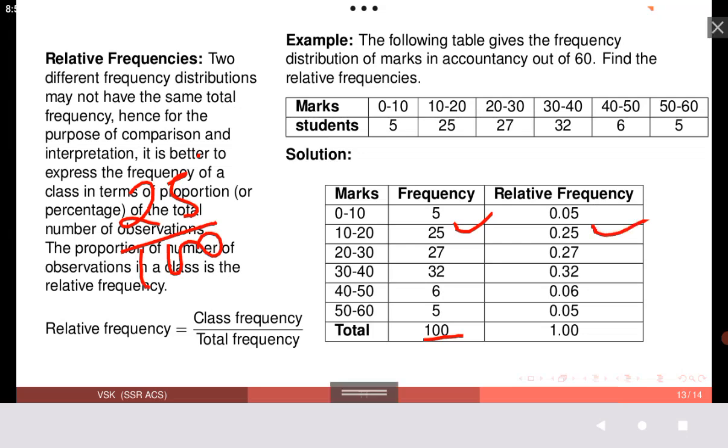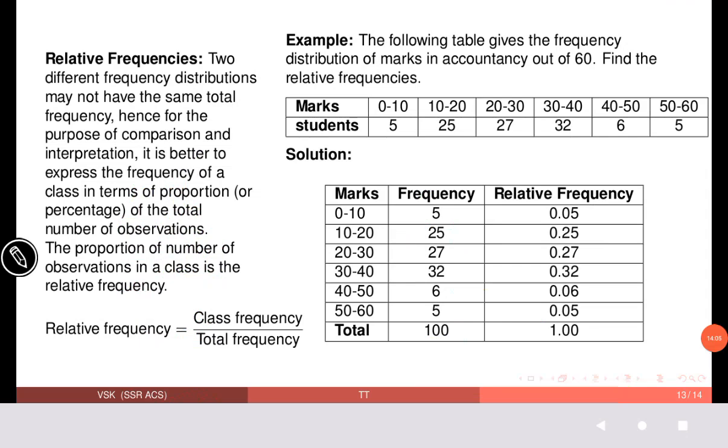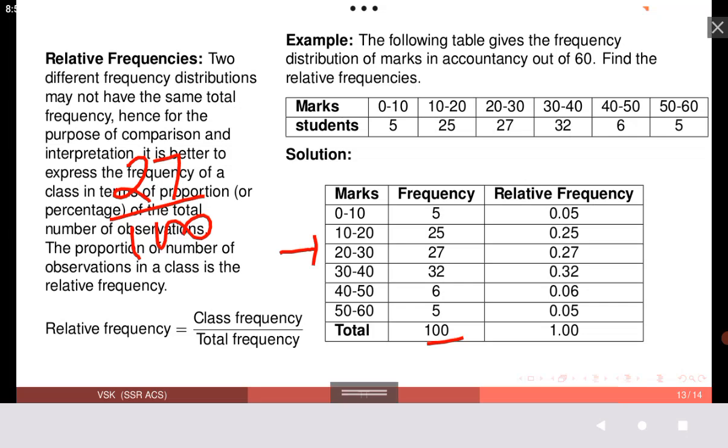It means you will have to divide the frequencies by the total frequency, which is in this case 100, and you will get the relative frequency of each class. So that is very easy. If I want to find the relative frequency of this class, what will we have to do? It is written as 27 as a frequency, and the total frequency is 100. So 27 divided by 100 and we'll get 0.27. So that will become the relative frequency of this class.